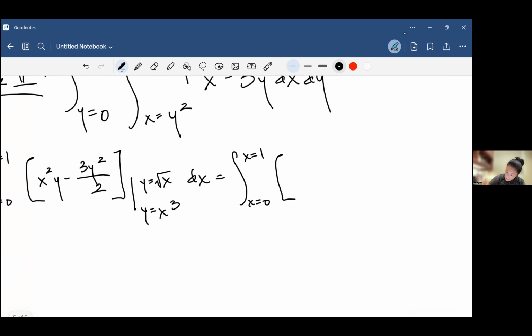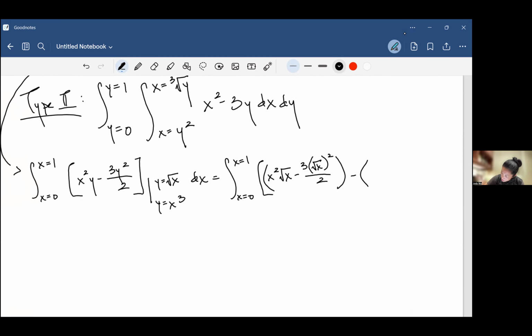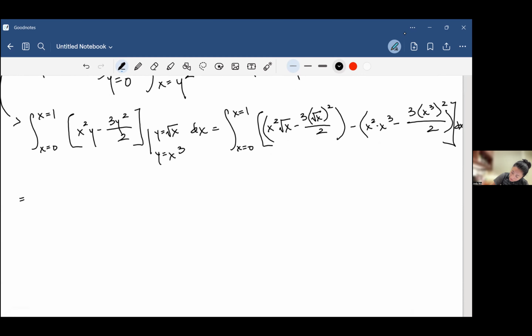Let me plug in my bounds. I'm going to get x squared times the square root of x minus 3 times the square root of x squared over 2, minus, now I've got to plug in x cubed. So x squared times x cubed minus 3 times x cubed squared over 2. And there's a dx squeezed in there. Okay, well, this looks really messy, but let's clean it up as best we can, right? Let's use our algebra to clean this up a little bit, and I bet it won't be so bad after we do that.